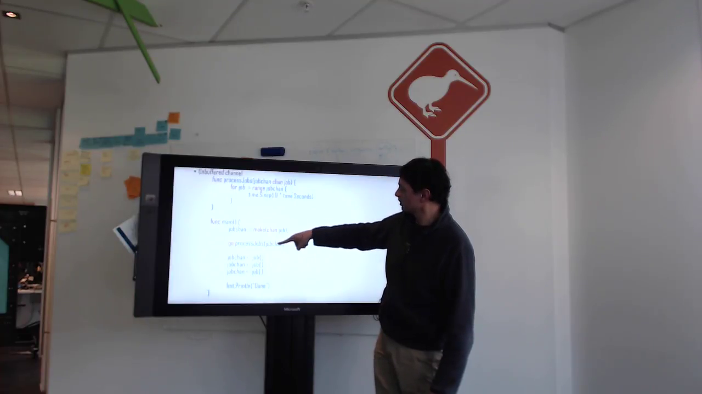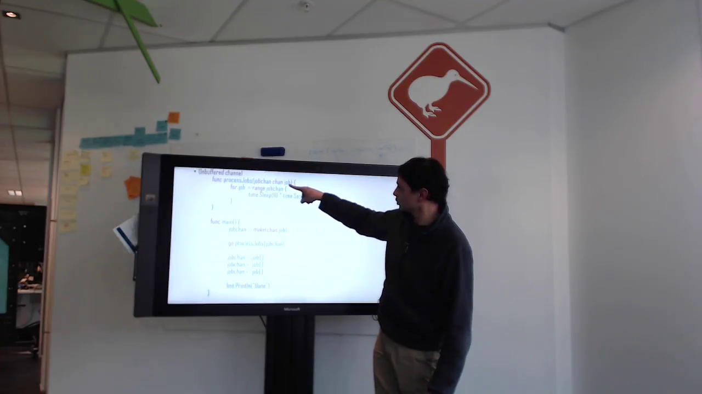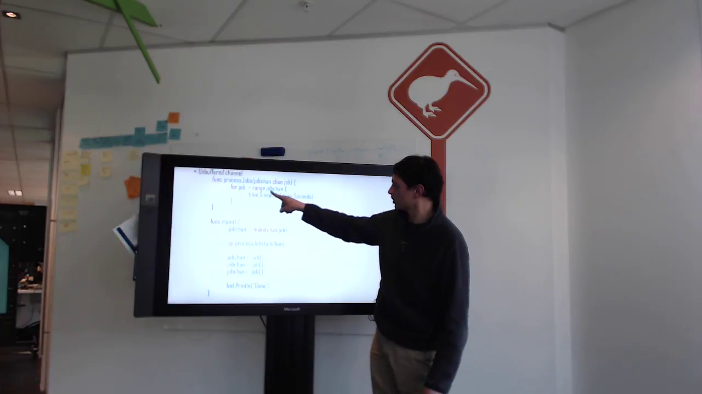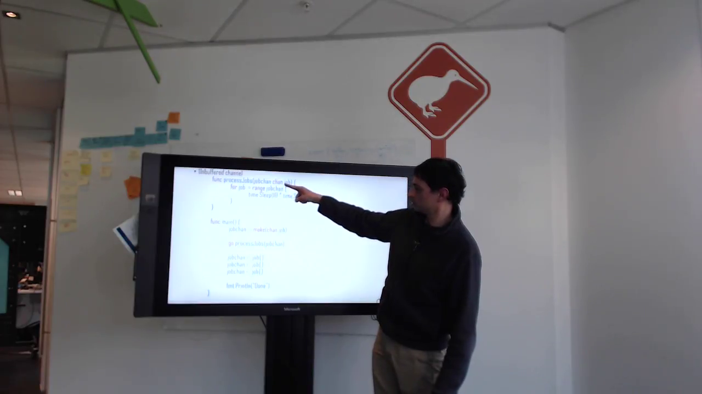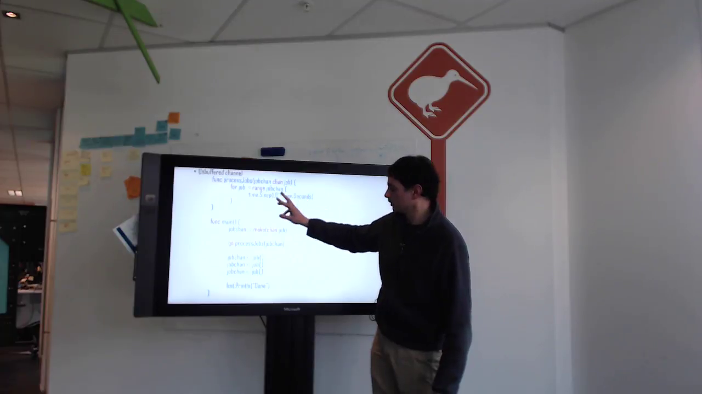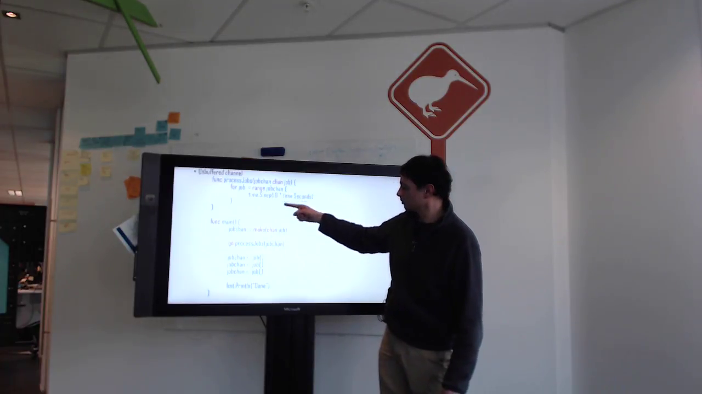This is our function, and it's going to take a channel of type job, and this is how we loop through channels. So this will keep looping until it runs out of jobs, and then it will block. But for each one it will sleep.